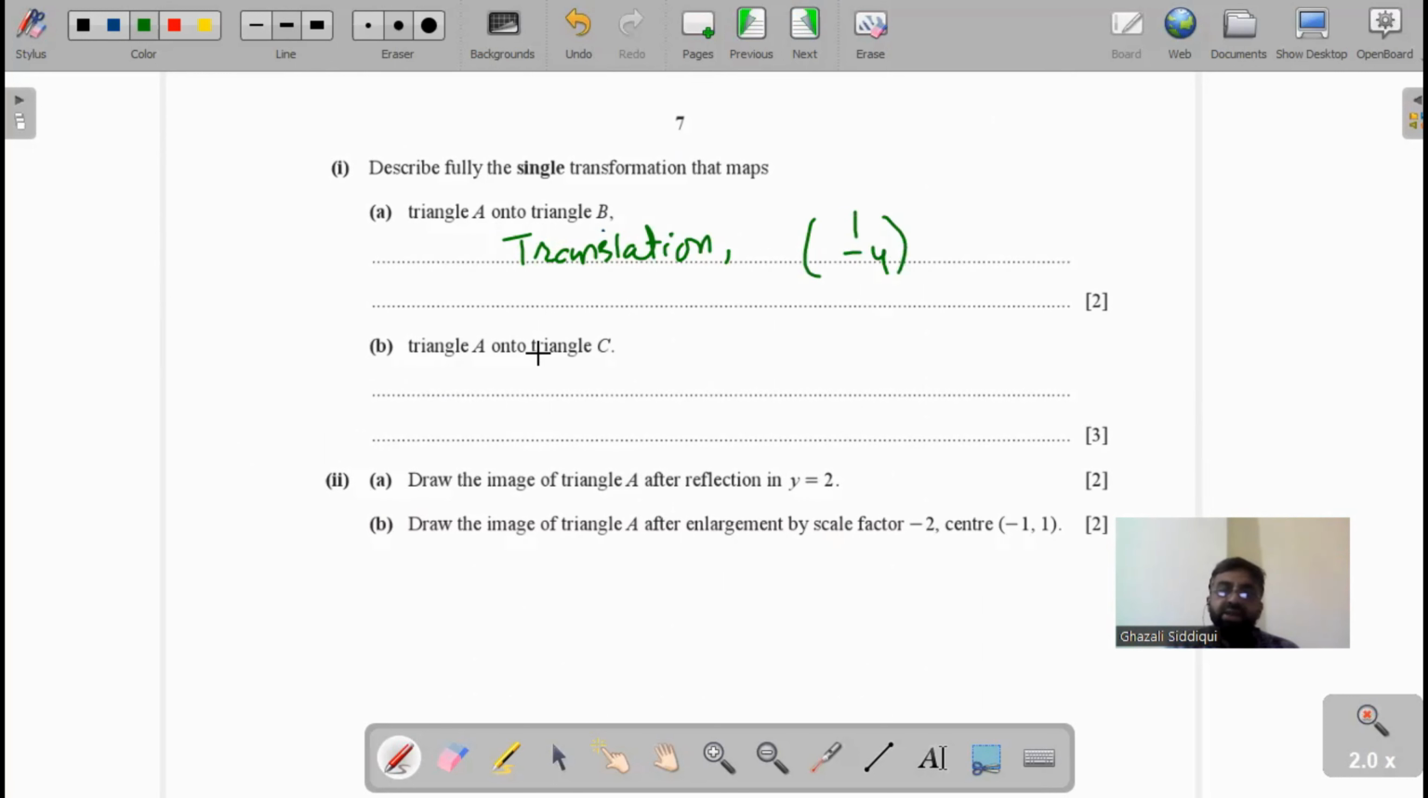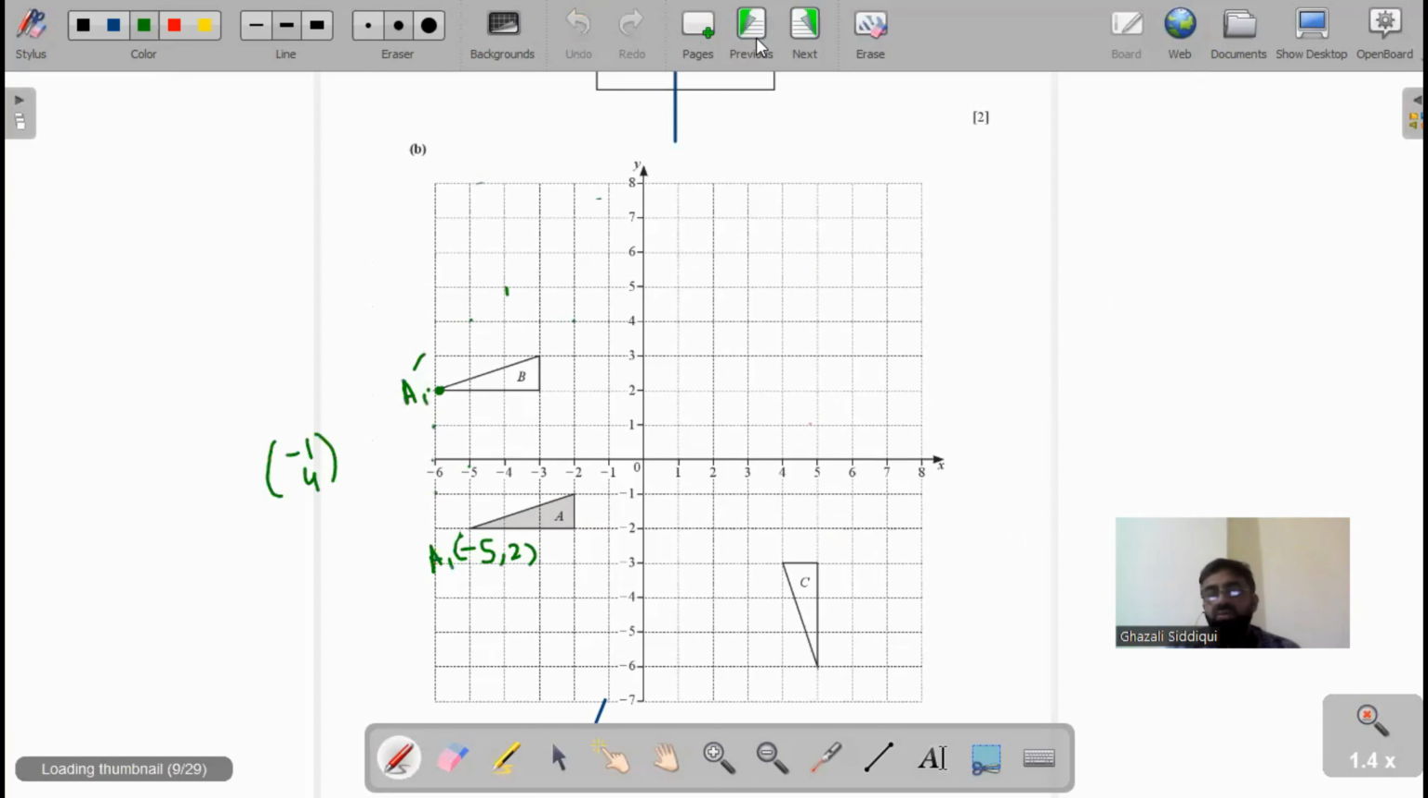B part, triangle A onto triangle C. You see that this triangle A maps onto triangle C. The shape and size are the same, but the orientation is not the same. This is the rotation of triangle A onto triangle C.